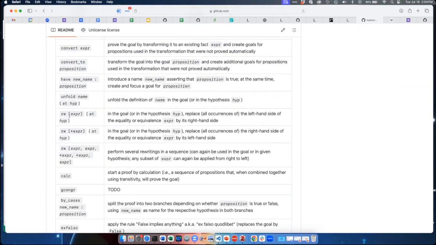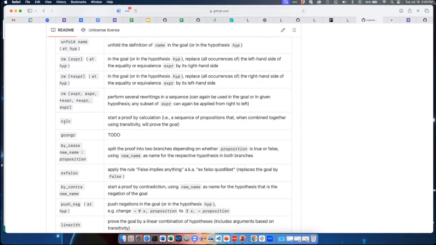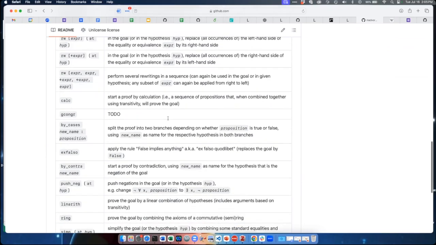Rewrite expression. Okay, we use rewrite to do substitution. We can put a backwards arrow here, depending on the shape of what we're looking at. Calc. We've been learning calc. Calc is a tactic that we've been learning how to use. This sets up a proof by calculation, a sequence of propositions that when combined together using transitivity will prove the goal, and so on.